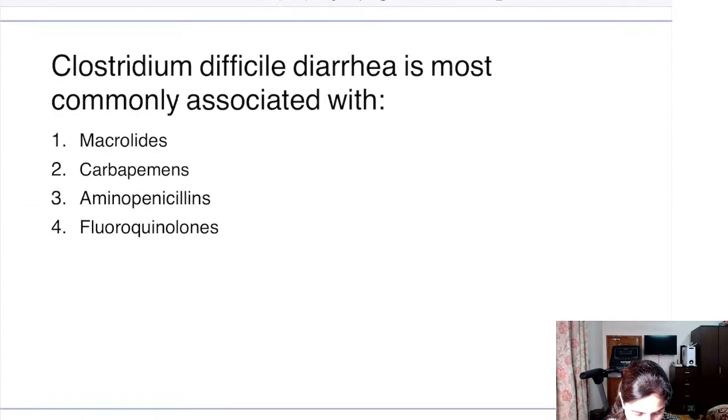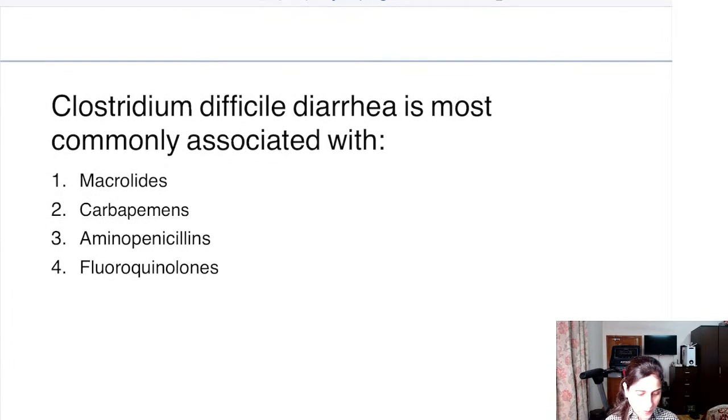Second question, this one. Clostridium difficile diarrhea is most commonly associated with which of these: macrolides, carbapenems, aminopenicillins or fluoroquinolones? Clostridium difficile diarrhea is most commonly associated with which of them?